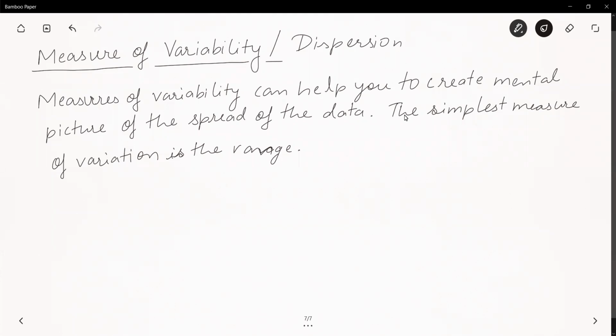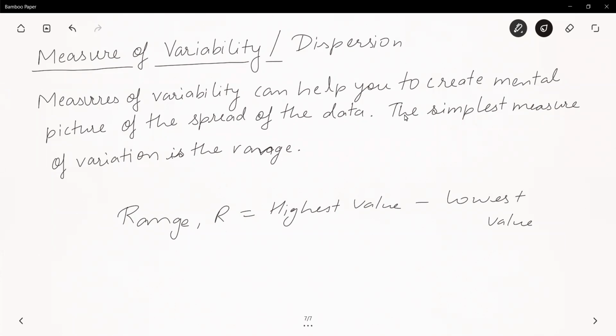Range is a very simple concept, and I think every one of you must be aware of it. A range is defined as the difference between the largest and smallest value. So highest value minus lowest value is the formula to find a range. A very simple idea.